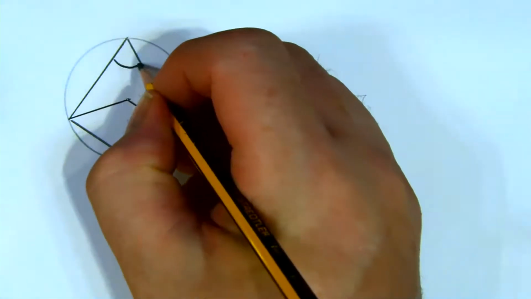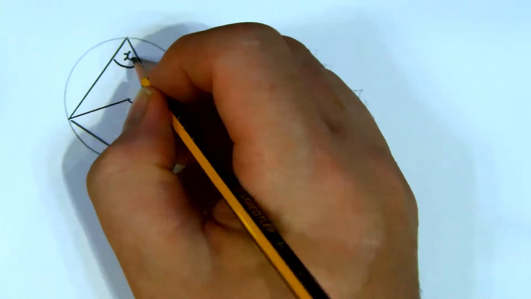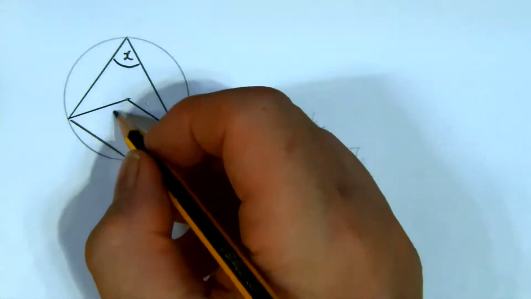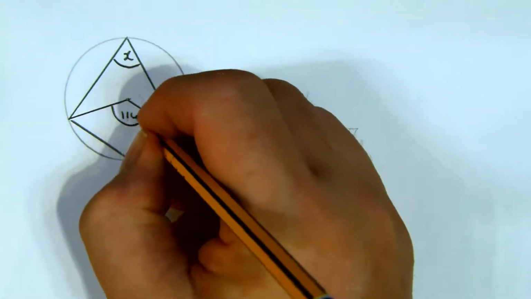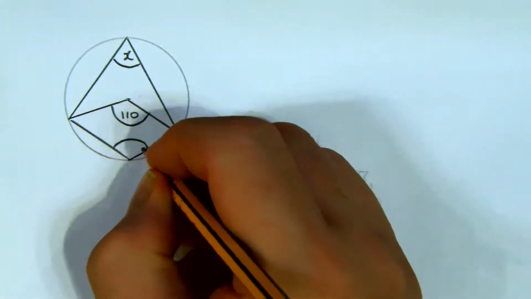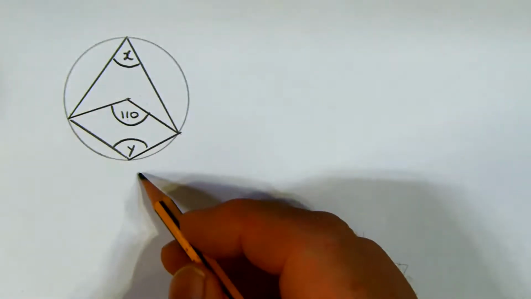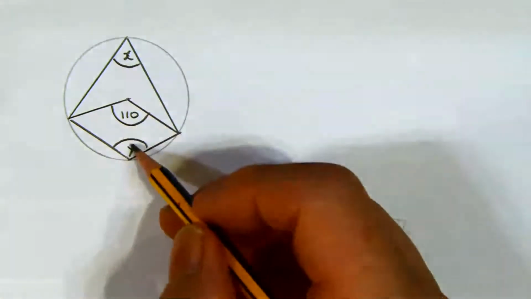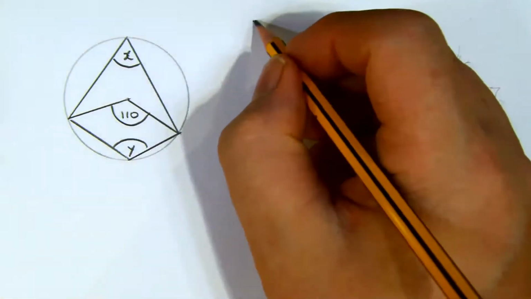Here we go. I've got angle up here. Let's call it X. I'm going to have this angle here. Let's call this 110. And I've got angle Y. And I've got to find what the different ones are. We've got a cyclic quadrilateral, so I know that angle X and angle Y add up to 180 degrees.